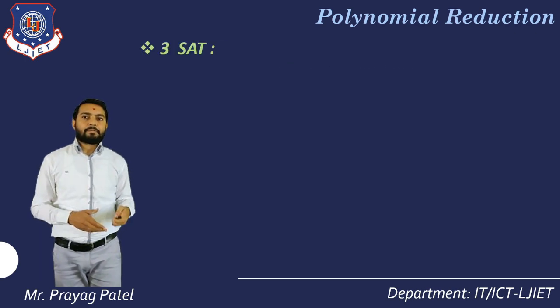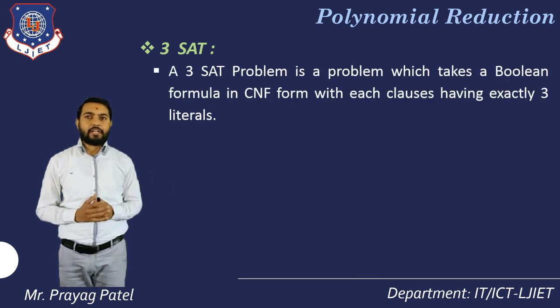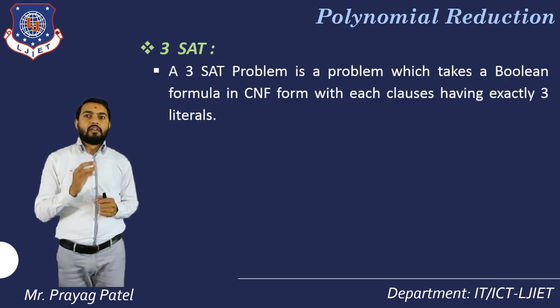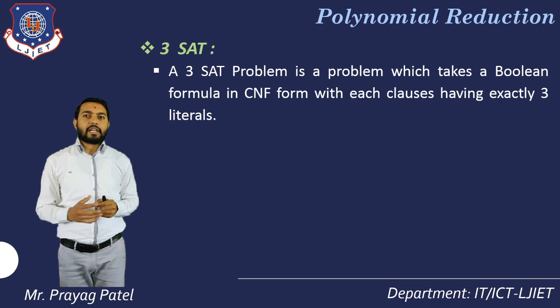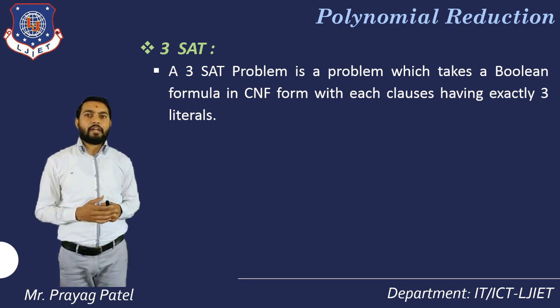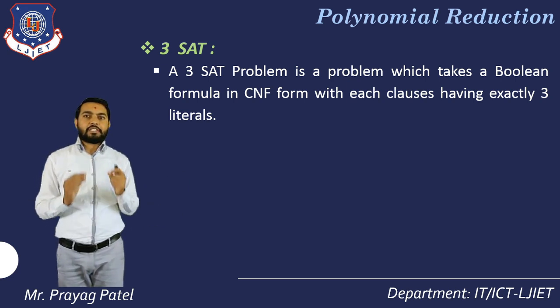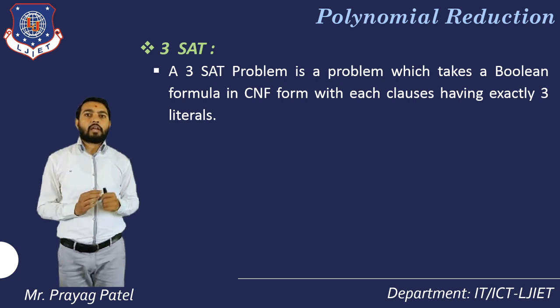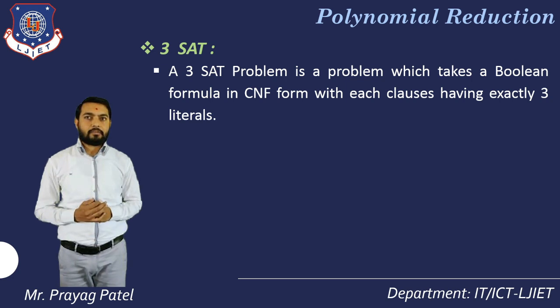Now after the CNF set, the next step is 3 SAT. Now what is this 3 SAT? In CNF SAT, there is no condition on how many elements each and every clause requires. So in the previous example, the CNF, the first clause has 4 literals, the second clause has 2 literals, the third clause has 4 literals, like this. Now in 3 SAT, each and every clause requires exactly 3 literals.